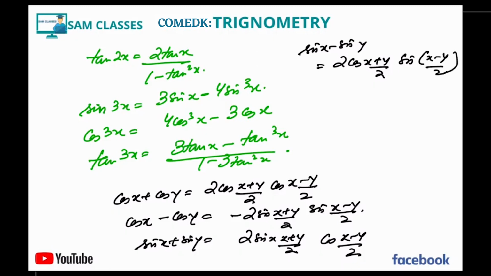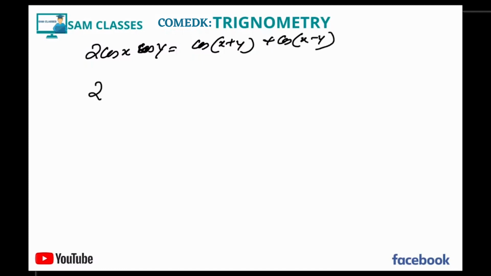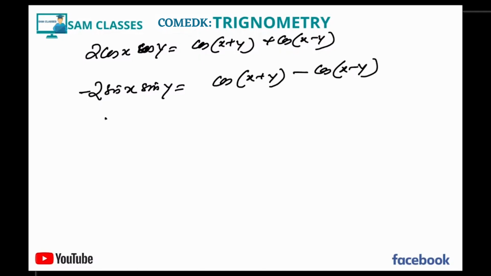Done. Okay. Now coming to the next part of the formula, product to sum. This much we have done. The next part is product to sum. So product to sum is what? 2 cos x cos y. That is equal to cos of x plus y plus cos of x minus y. Next we'll see minus 2 sin x sin y. So that is equal to cos of x plus y minus cos of x minus y.